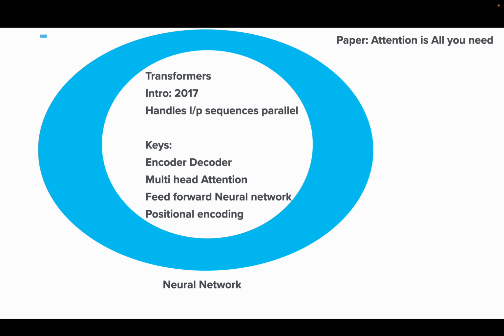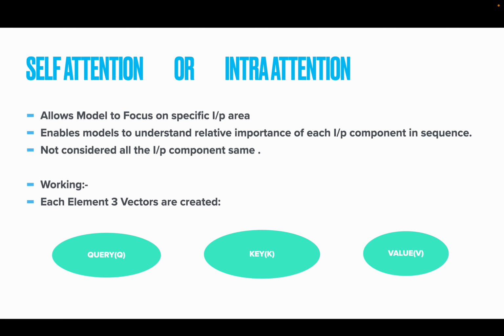The key components of transformers are encoder-decoder, multi-head attention layers, feed forward neural network, and positional encoding. Now we will understand each of these, step by step, slowly and very nicely.